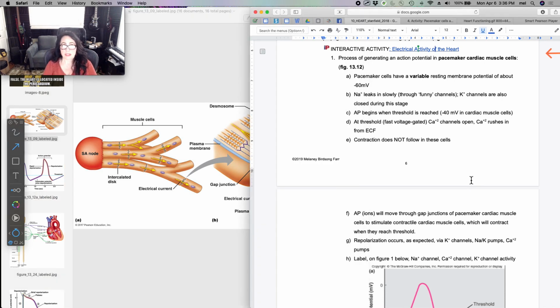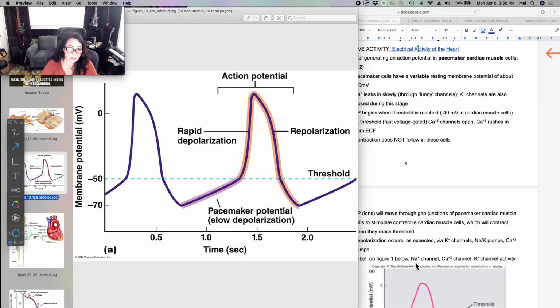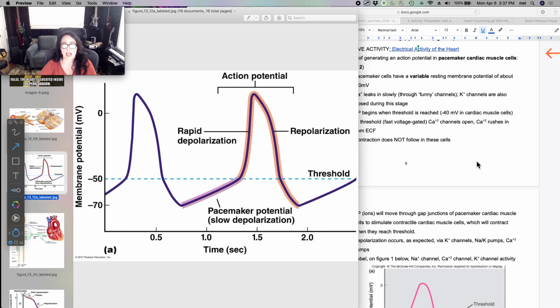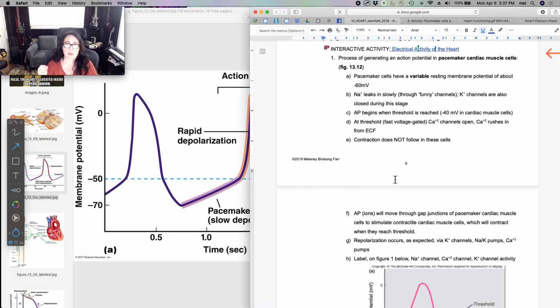So first thing is the pacemaker cells, or autorhythmic cells, or sometimes called nodal cells. What they have is a resting membrane potential that really never stays at the same point. It's a variable resting membrane potential that averages out to about minus 60 millivolts, but it's constantly doing this. Variable resting membrane potential of about minus 60 millivolts.